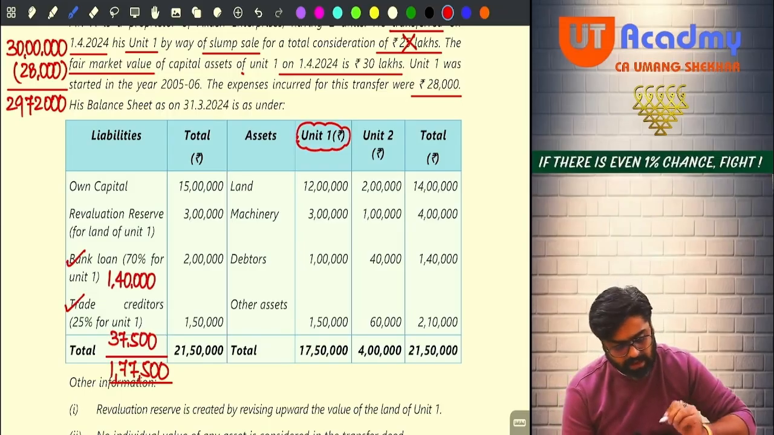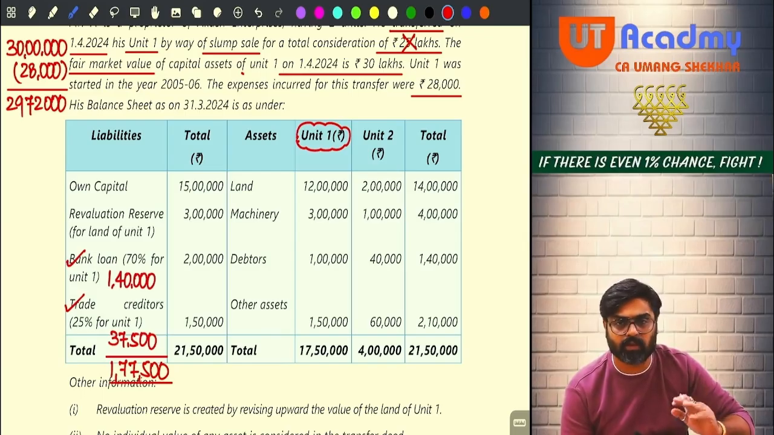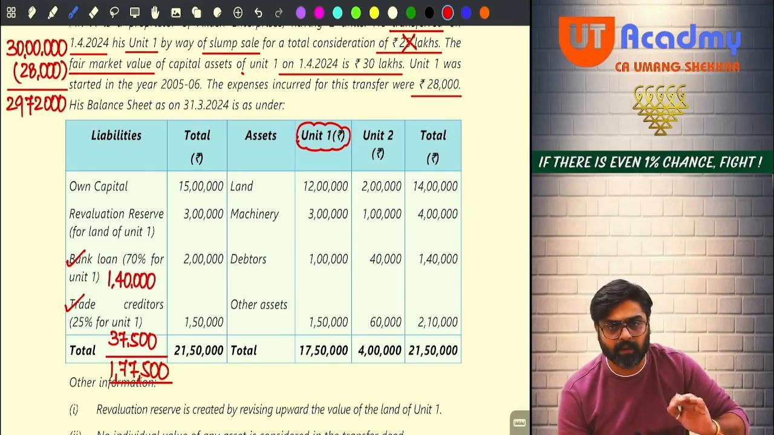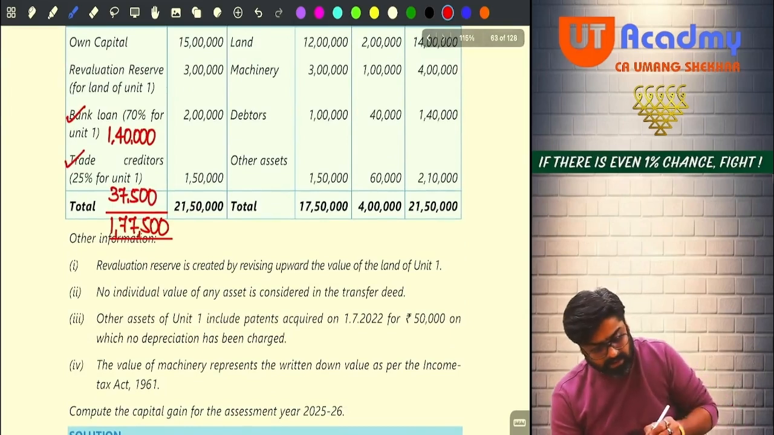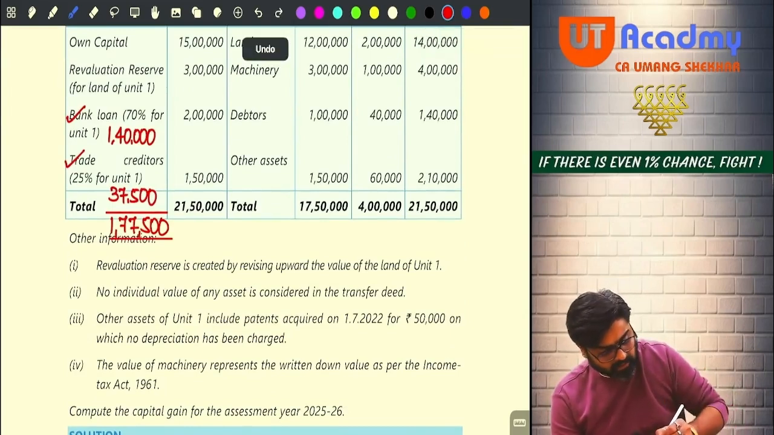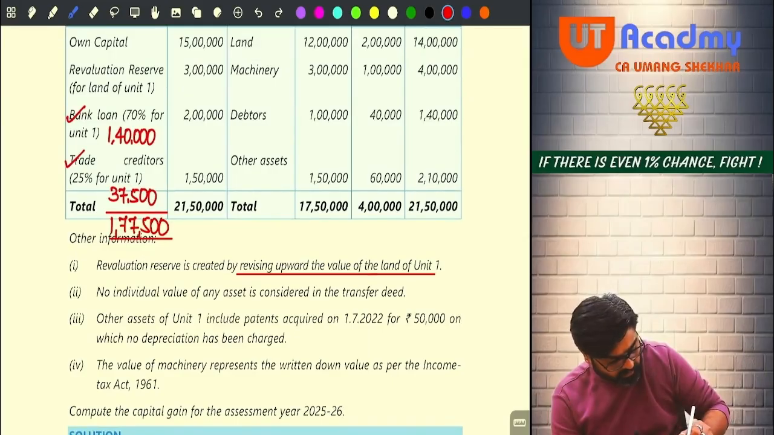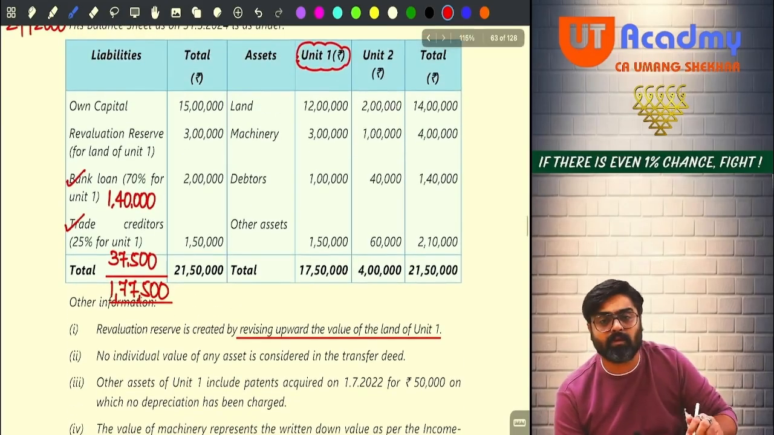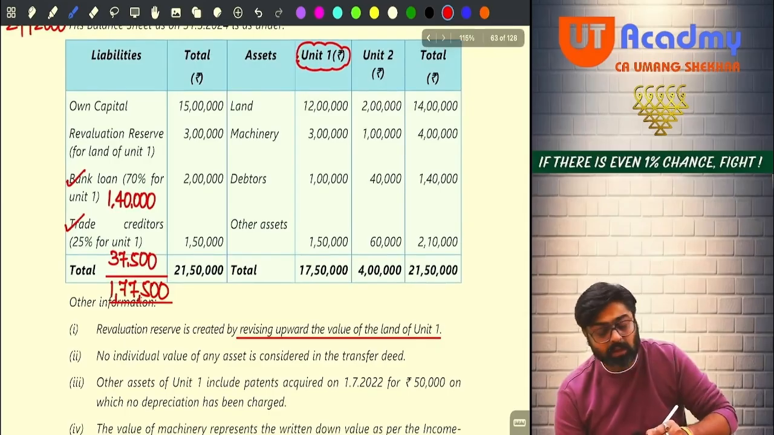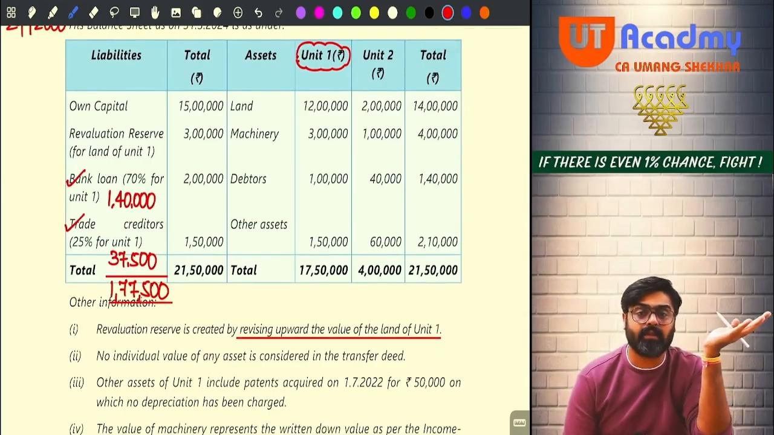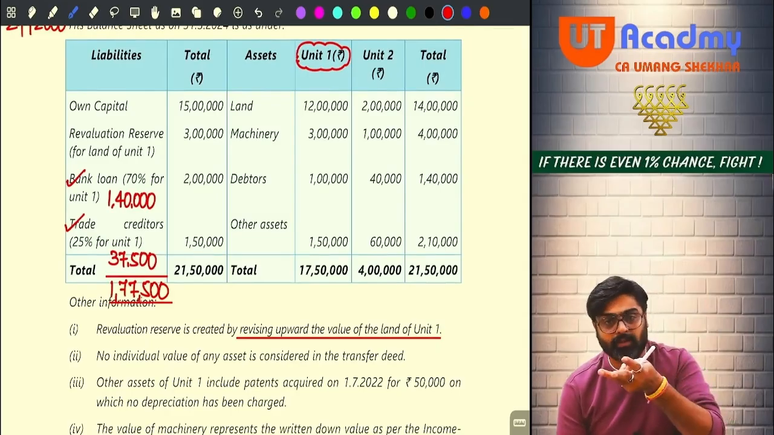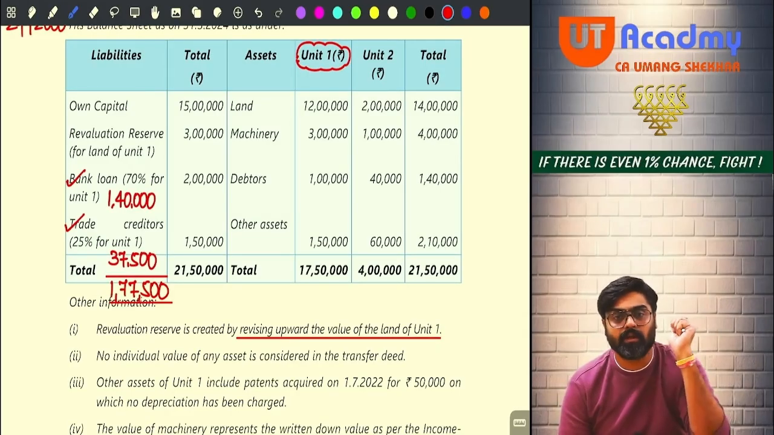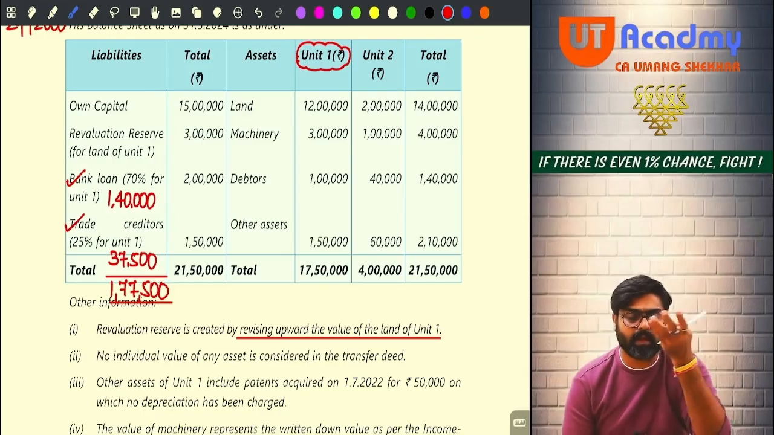asset? See, land is not a depreciable asset, so the book value of the land needs to be taken. But if you see adjustment number 1, it says that revaluation reserve is created by revising upward the value of the land of unit 1. Can you see revaluation reserve of 3 lakhs? So the land is revalued upward, and 3 lakh rupees of revaluation reserve is created, that is written on the credit side, on the liability side.